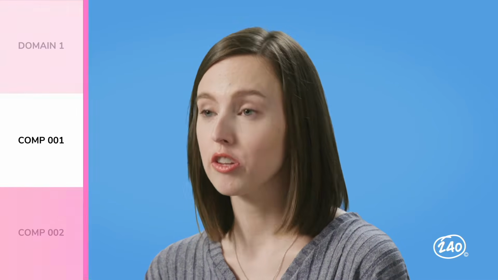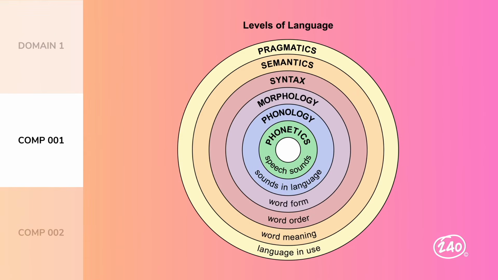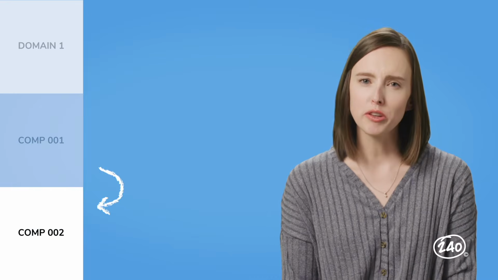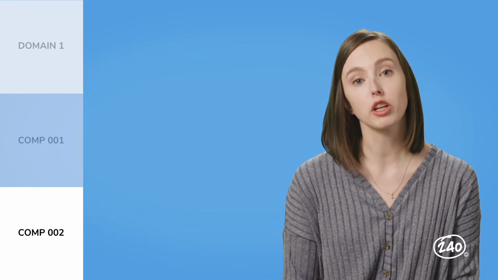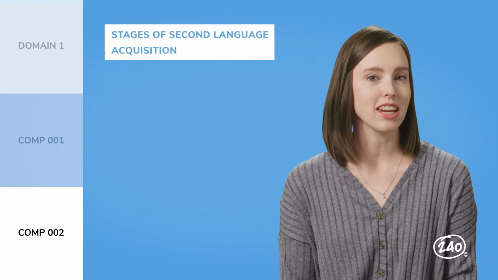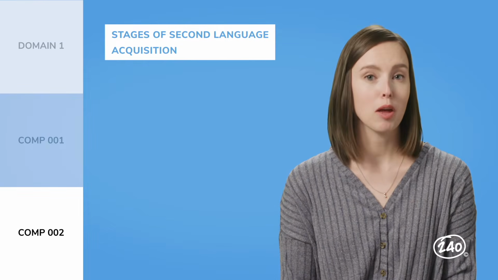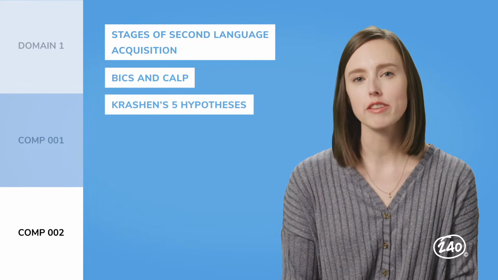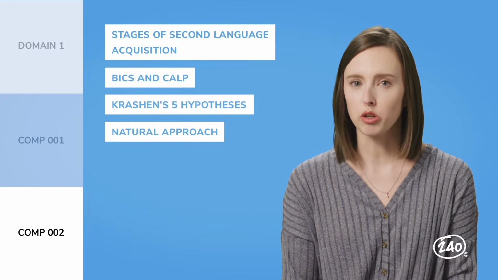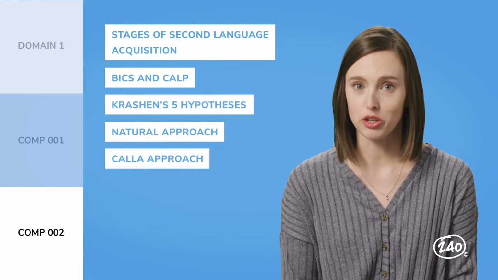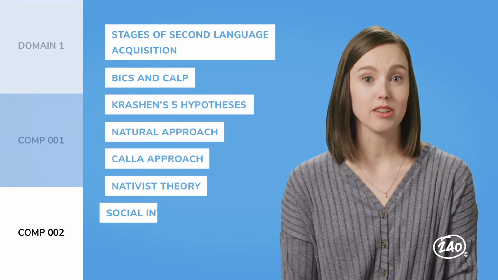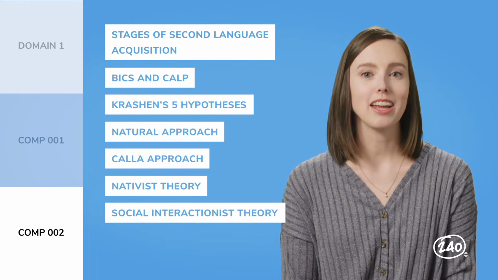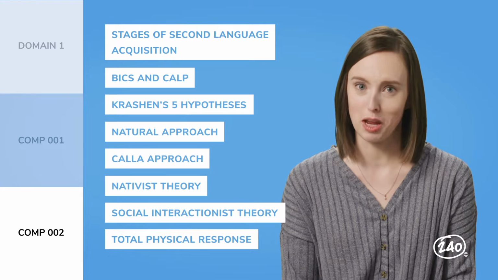For Competency 1, you'll need to know the building blocks of language, starting with phonetics, which is the study of the basic sounds of speech, and building all the way out to pragmatics, which is the practical use of language. You'll also need to be familiar with the theories about how people learn language, such as the stages of second language acquisition, BICS and CALP, Krashen's 5 hypotheses, the natural approach, the Kala approach, the nativist theory, the social interactionist theory, and total physical response, just to name a few.